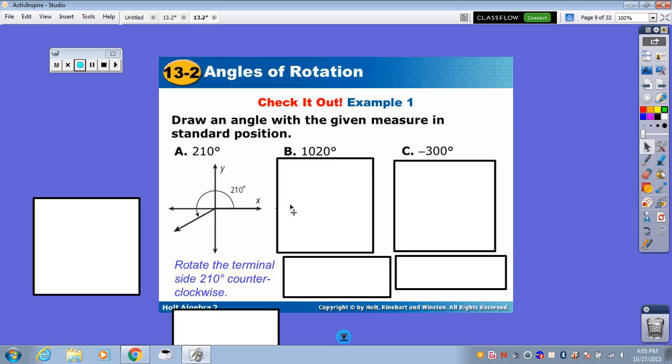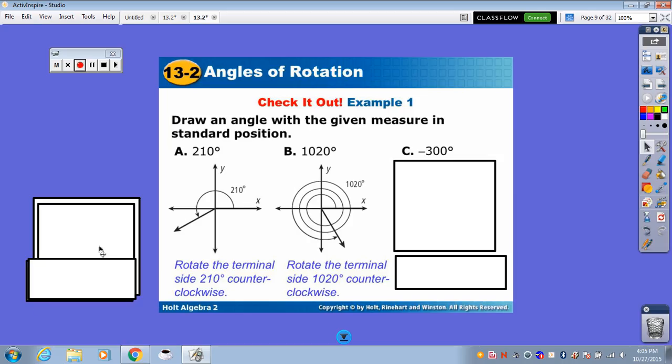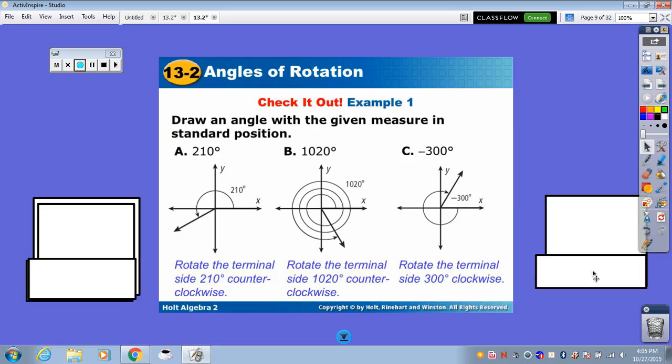1020 is also a positive angle, so it will be rotating counterclockwise. It is more than two rotations, but not quite three rotations. So we go from the positive x-axis around once, around twice, and the remaining 300 degrees puts us into the fourth quadrant. Our last one is negative 300 degrees. We're going to rotate clockwise and find that our terminal side ends up in quadrant 1, just past 90 degrees.